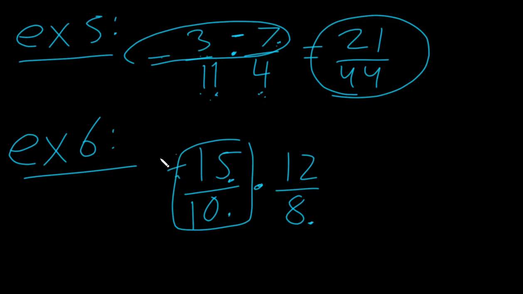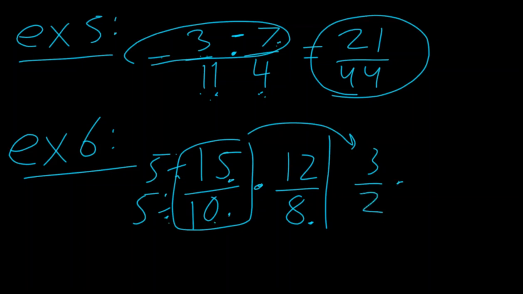We know that 15 and 10 can both be divided by 5. And 15 divided by 5 will of course give us 3 over, and 10 divided by 5 will give us 2, times. And when I look at 12 and 8, I ask myself, what is the largest number that both 12 and 8 can be divided by? And we should know that they can both be divided by 4. Okay? And 12 divided by 4 will of course give us 3, and 8 divided by 4 will of course give us 2.